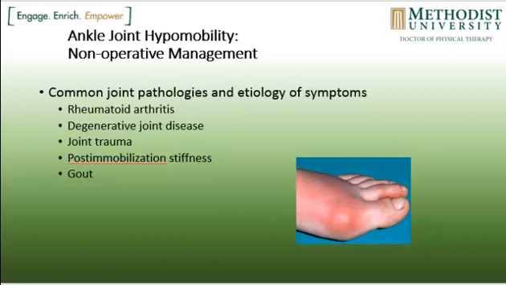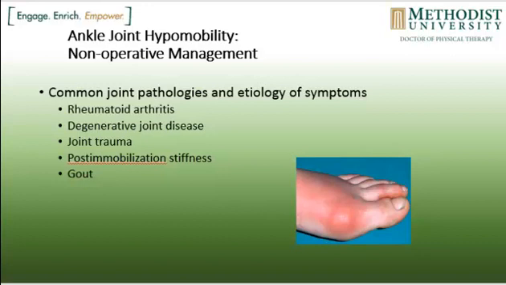Also with rheumatoid arthritis, you'll see tendon ruptures from chronic inflammation. Those who have degenerative joint disease typically get it from post-traumatic arthritis. So they've had some type of trauma, such as chronic sprains, instability, maybe a fracture that affected the joint. And that accounts for about 70 to 80% of all degenerative joint diseases of the ankle. Also, individuals who have been immobilized will get significant stiffness, as they would with any joint. Individuals who have gout have hypomobility.